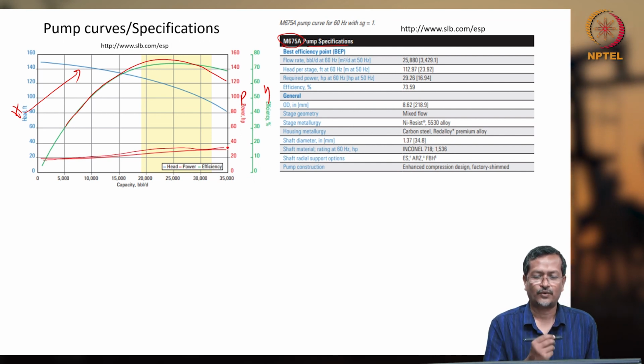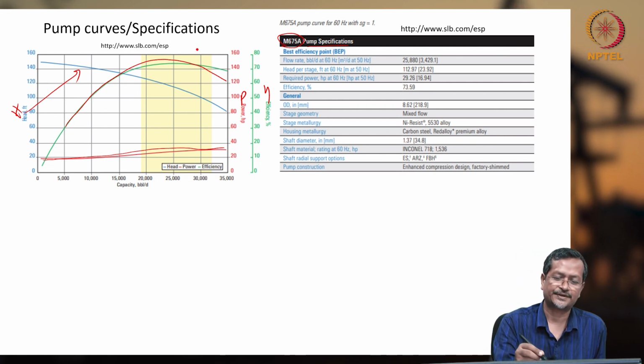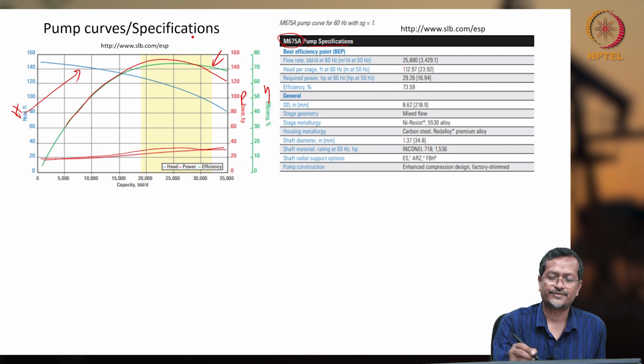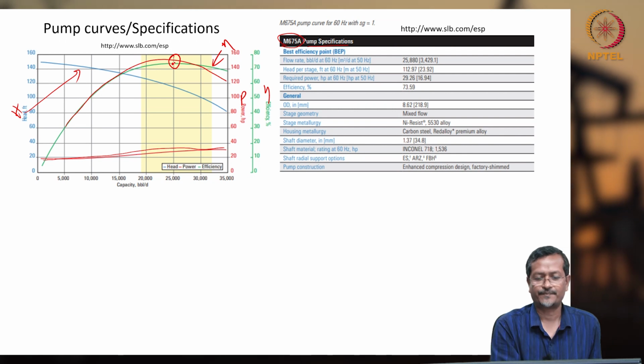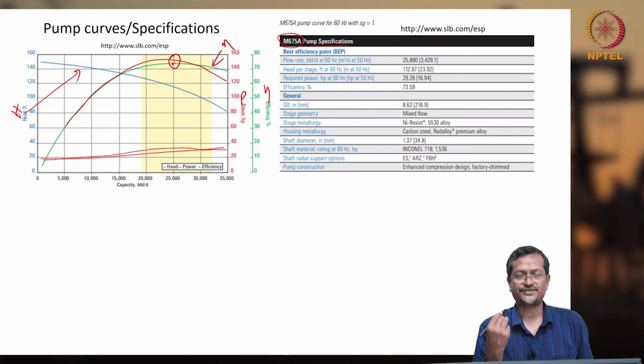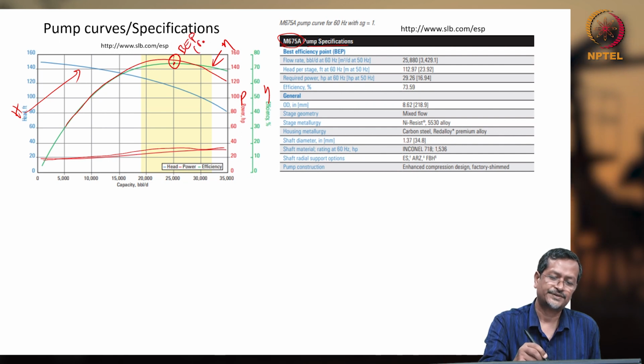Now the best efficiency point. You see the efficiency curve is here, right? This is the efficiency curve, eta. The maximum point is here, you see this. So this is called the best efficiency point, or BEP.